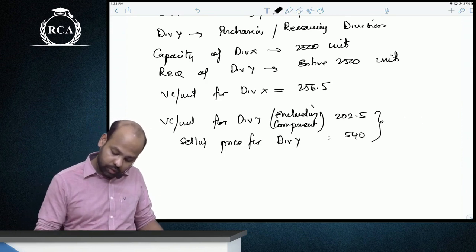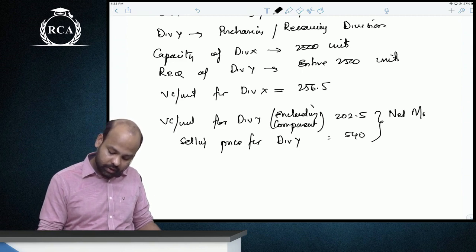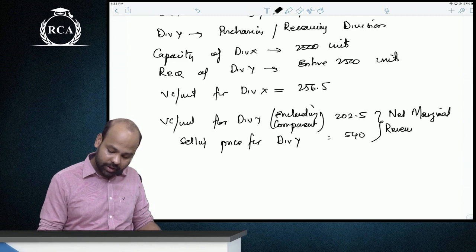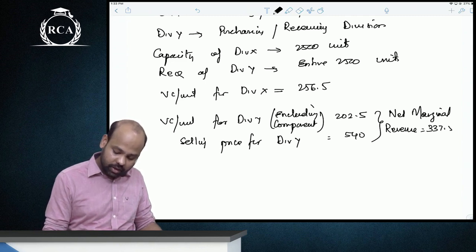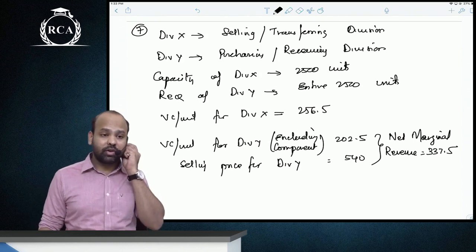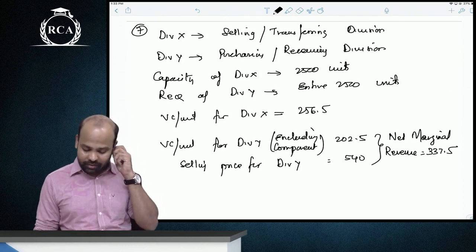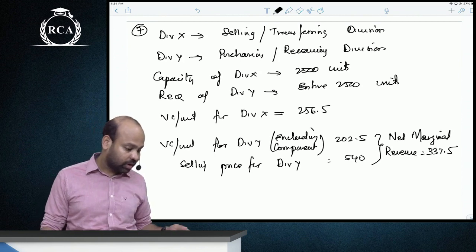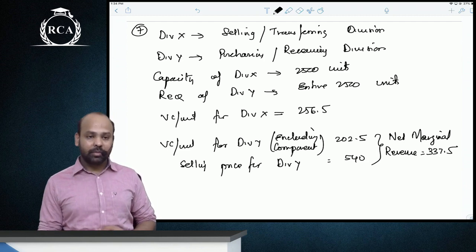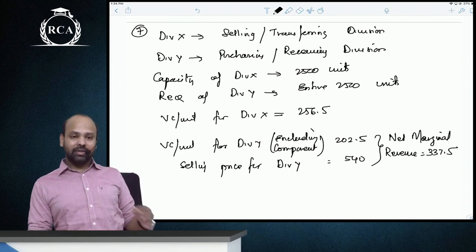I should have used that word, the net marginal revenue, beta. We will be using this, beta. This was not given in the previous question, but at least here, beta, we have net marginal revenue as 337.5. So we got variable cost per unit of Division X, variable cost per unit for Division Y, guys, selling price per unit. We also have the external supplier price, which is 270. These are just the given details, guys.